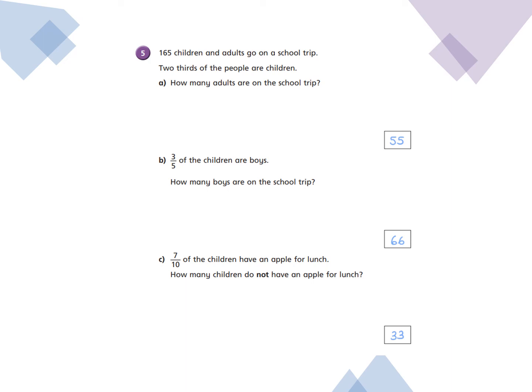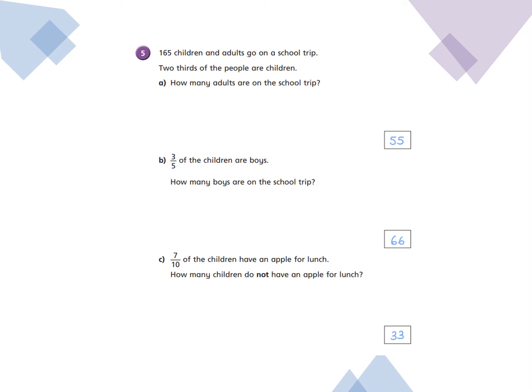Finally, for question C, we needed to again take that 110 children. But this time we weren't dividing by 5. You can see quite clearly we're dividing by 10. Now the question says 7/10 of the children have an apple for lunch. So we take 110 and we divide it by 10.